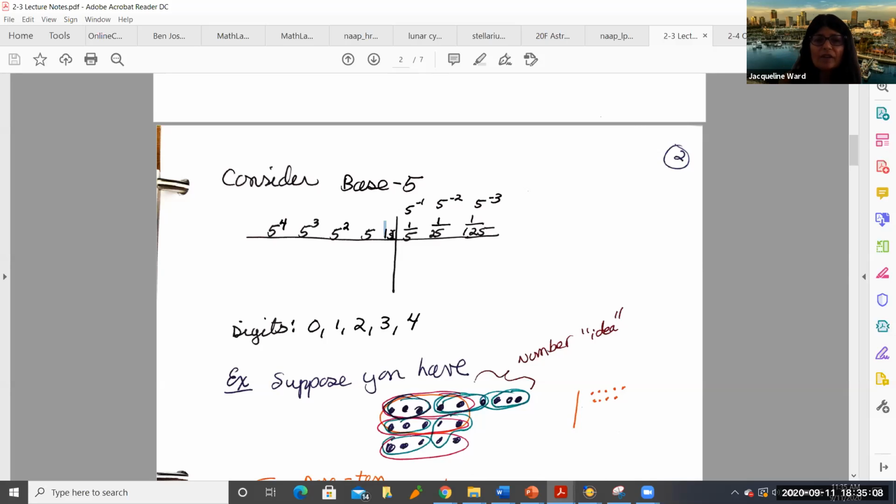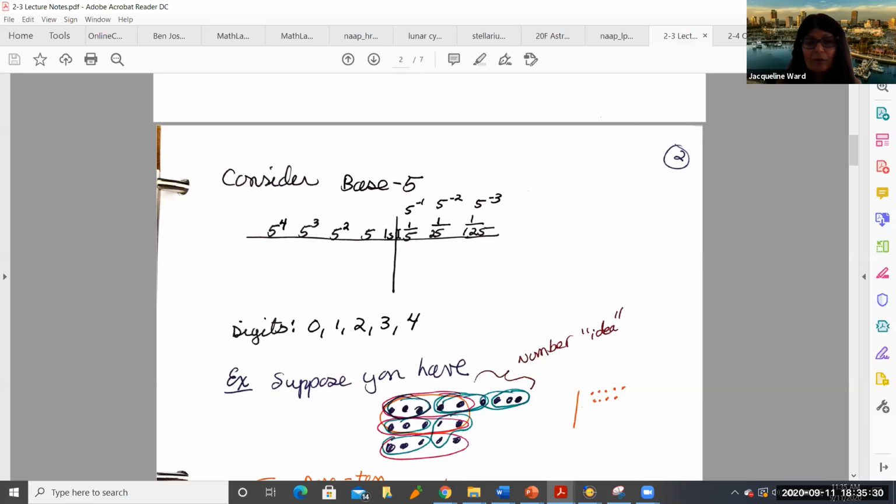Okay, so all bases have the ones place. And now as soon as you have five ones, you would have a group of fives. And so that's the fives place. And then as soon as you had five of those, you would group them together and you would have the five squared place, five cubed, five to the fourth, etc.